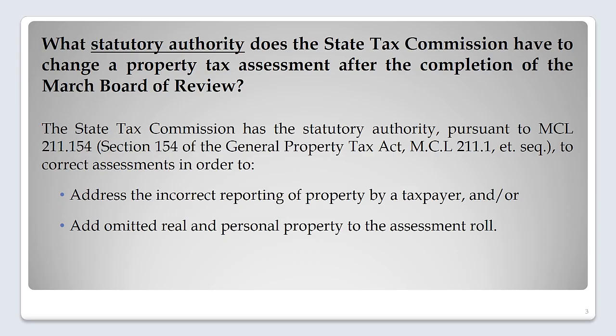This presentation is being offered by the State Tax Commission and is intended to explain the MCL 211.154 process and the statutory authority for addressing omitted and incorrectly reported property. The State Tax Commission has the statutory authority to correct assessments in order to 1. Address the incorrect reporting of property by a taxpayer, and/or 2. Add omitted real and personal property to the assessment roll.